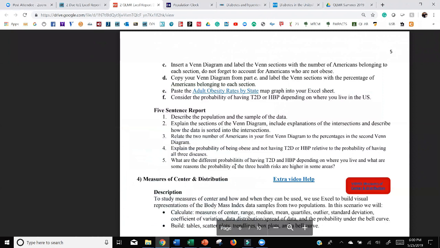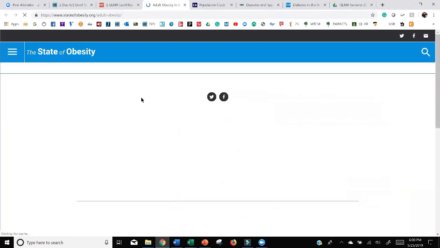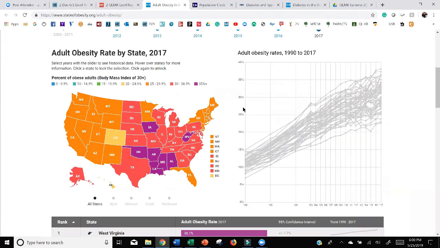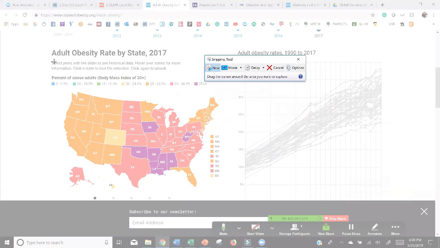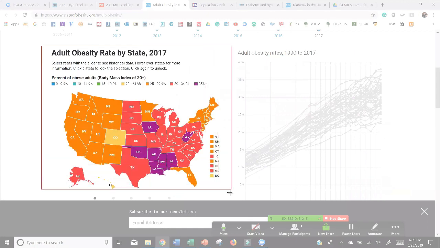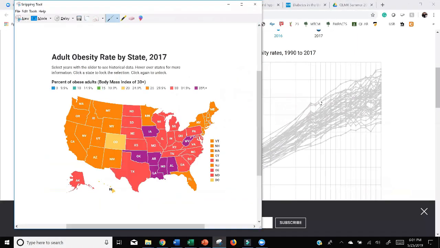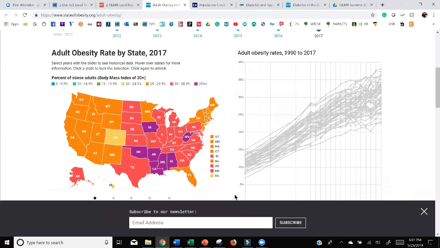So what we're going to do there, I actually skipped this part. We created our Venn diagram. Now let's look at the adult obesity graph here. You guys are actually going to grab a snip, I'm using my snipping tool here, of this graph. And you can get as much of it as you want. If you want to get this whole other piece over here, you can. And then you guys are going to pin this into your Excel report.